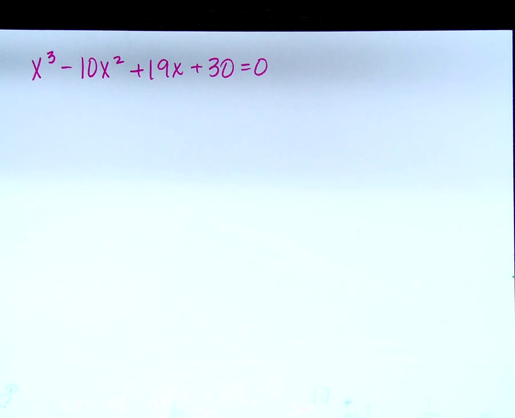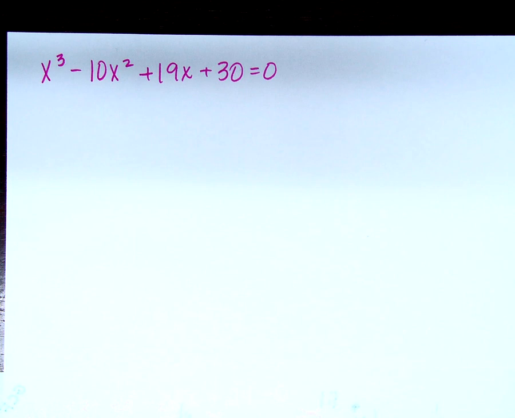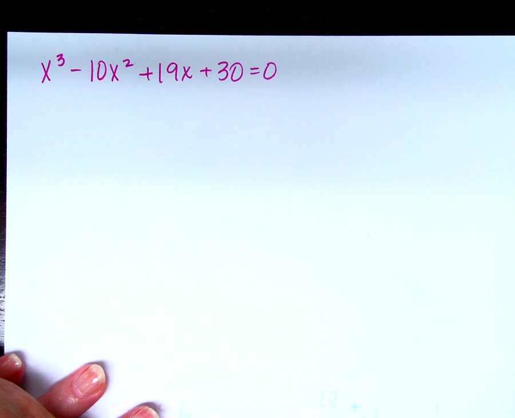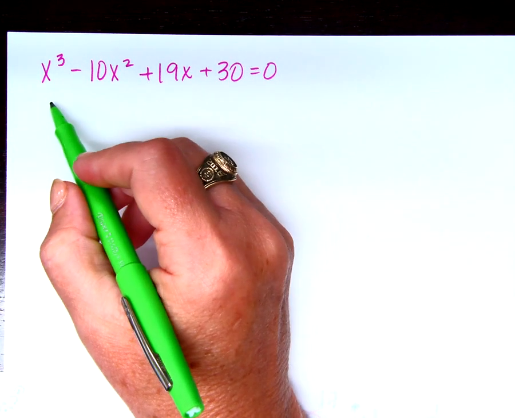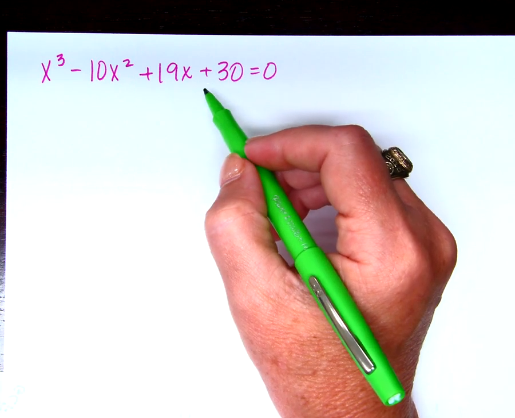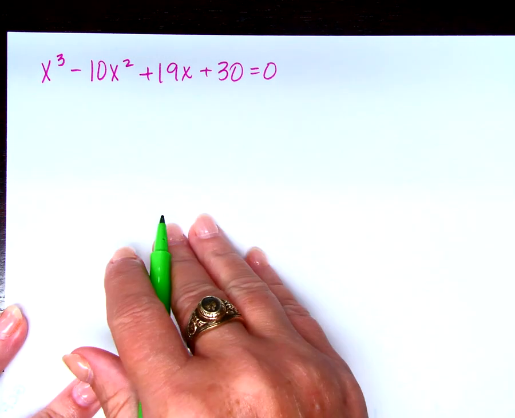X cubed minus 10x squared plus 19x plus 30. Is there a greatest common factor? No. And I really want to check just to make sure, can I factor it by grouping? Because if I can factor it by grouping, isn't that way faster? It is, right? Okay, can I factor this by grouping? If I factor out an x squared, I get an x minus 10. Can I get an x minus 10 right here? No. So first thing I have to list are my possible roots, right?